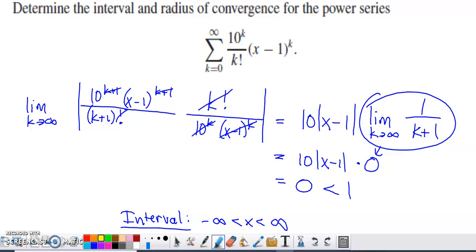So in a previous video, we talked about using the ratio test to determine the interval and radius of convergence of a power series. Here we'll pick up the pace a little bit and check out a few more power series, and we'll try to find their radius and interval of convergence.